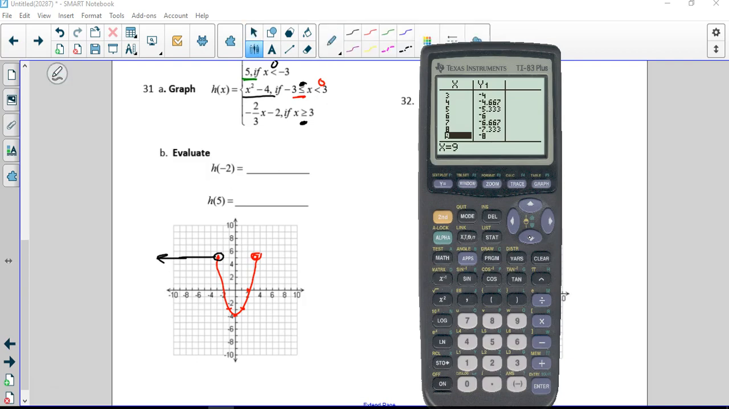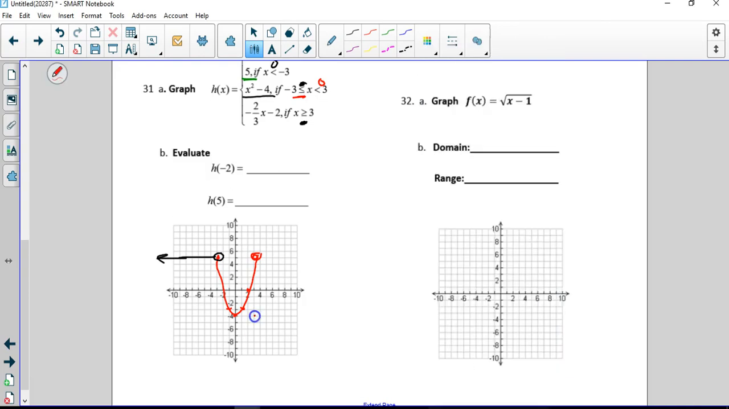Okay? And so here I go. 3, negative 4. 1, 2, 3, negative 4. Solid dot. So this dot is okay because this one up here is an open dot. And I'm going to put 6, negative 6, and 9, negative 8. Oops, this dot should be up here.